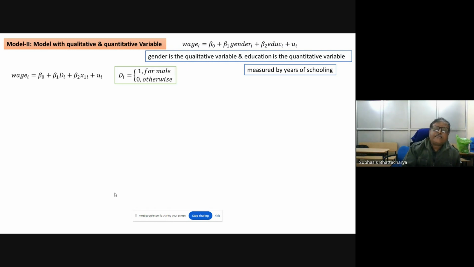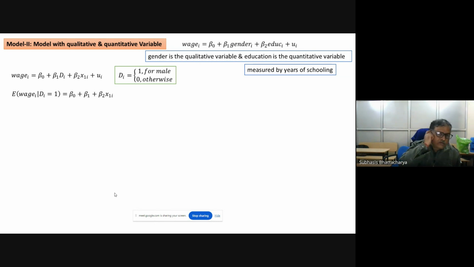Like before, we consider the female as the base group, so for them Di is 0 and 1 for the male. You can make it reverse also: you consider the male as the base, so for the female it is 1 and 0 for the male. Then the interpretations of beta 0 and beta 1 will change from what we discussed earlier.